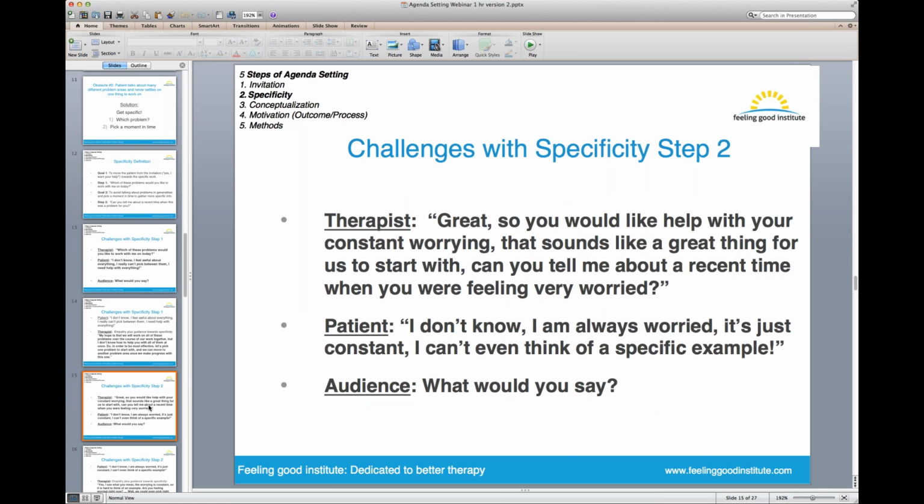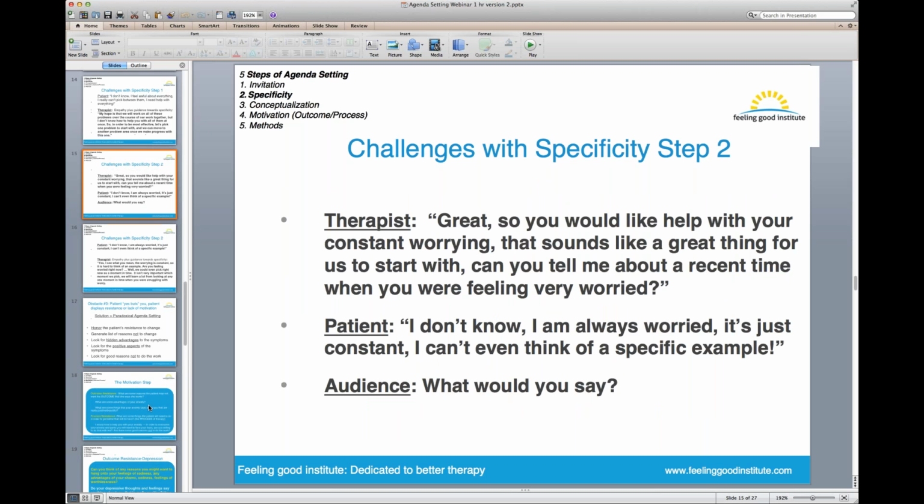So the next thing that sometimes is a challenge, and one of you actually answered this in your answer to the last one, is this: the therapist says, great, and the patient picks my worrying. I want help with my constant worrying. So I say, great, that sounds like a great thing for us to start with. Can you tell me about a recent time where you were feeling really worried? In my mind, I'm starting to think toward using a daily mood log, some sort of thought record, or some sort of analysis, understanding the cognitive and behavioral pieces of what's happening in the moment where they're feeling worried. And then the patient says, I don't know, I'm always worried. It's just constant. I can't even think of a specific example.